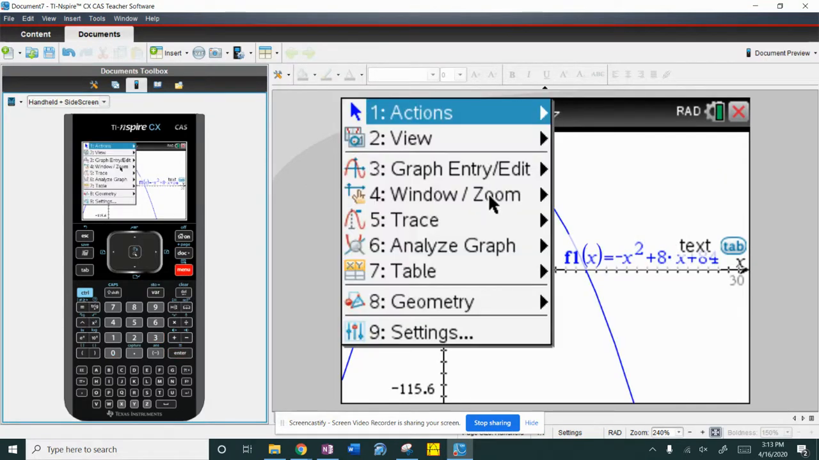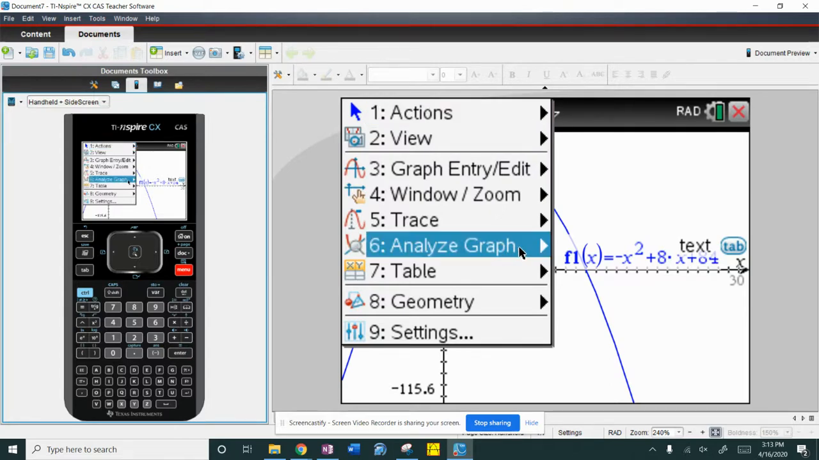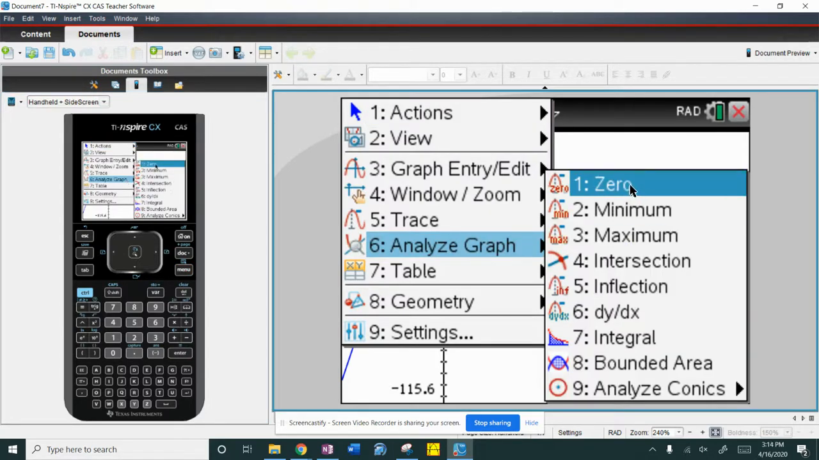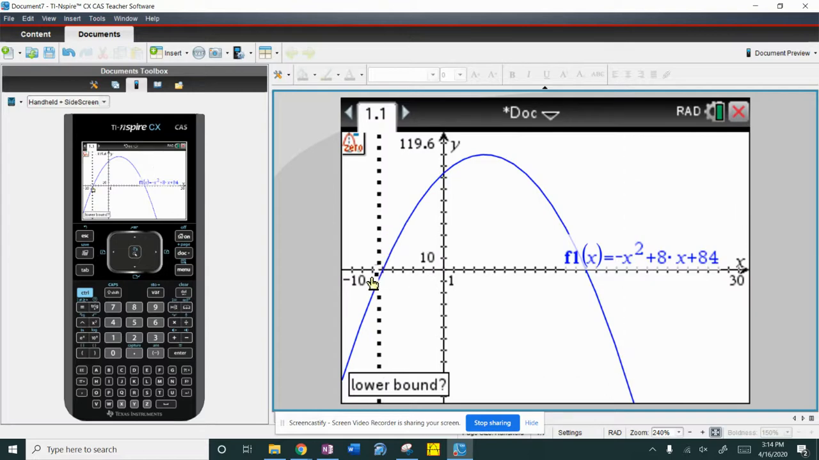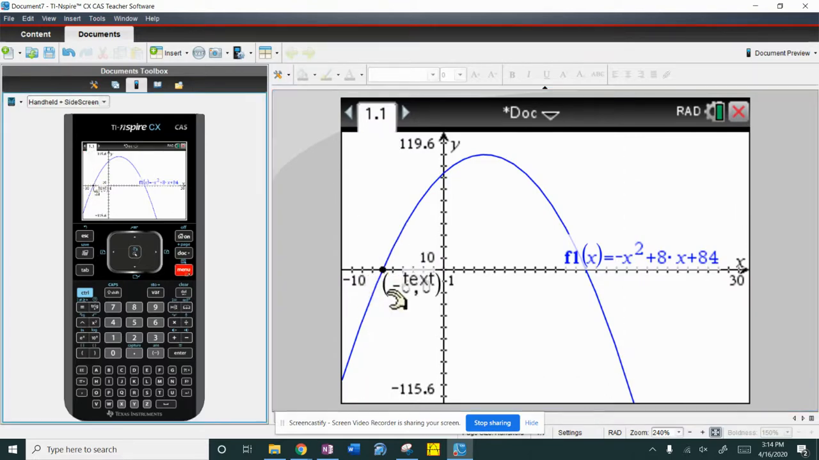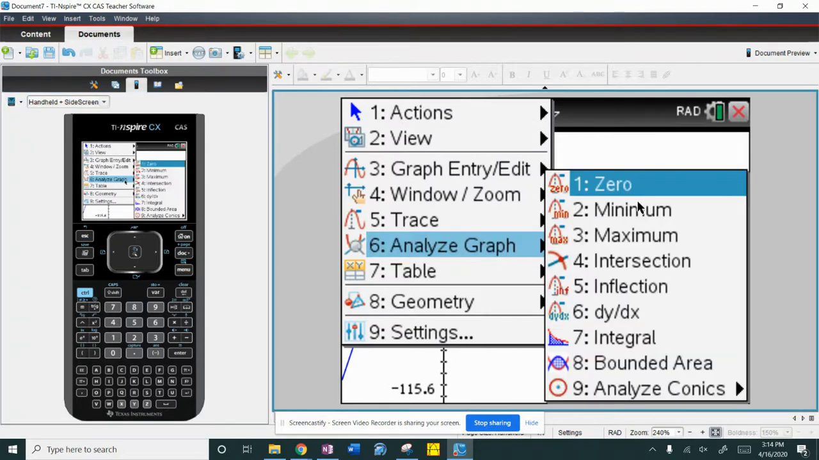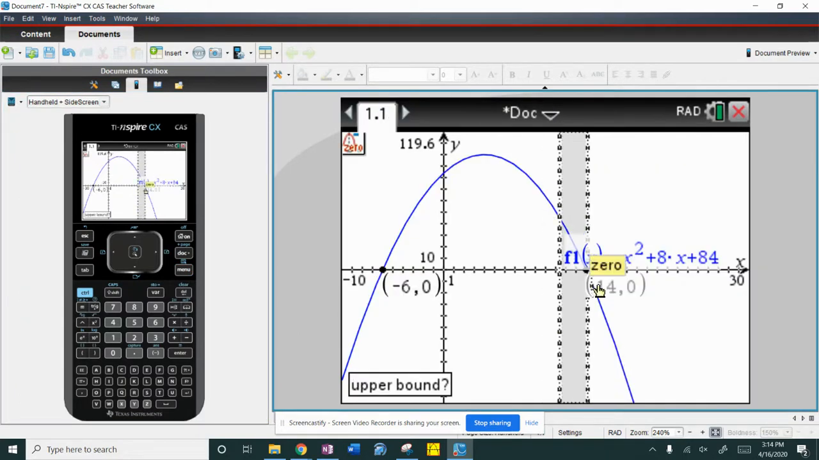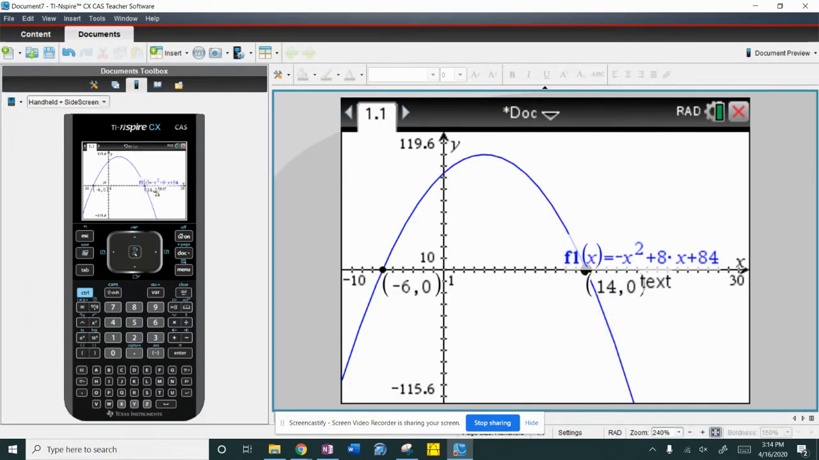So now we can do what we did last time. Let's find the roots. Remember, the roots are the same thing as finding the zeros. So I've got one at negative 6. And then if I do the zero again, I have one at 14. Now, the next thing I need to do is find the coordinates of the vertex.